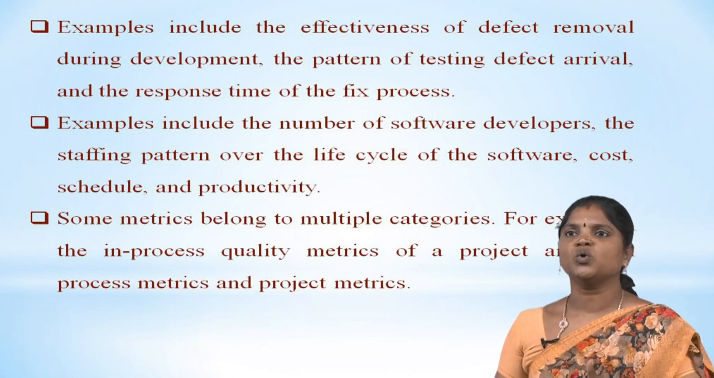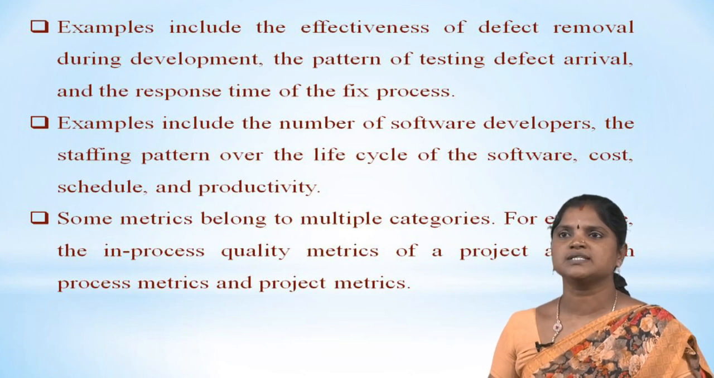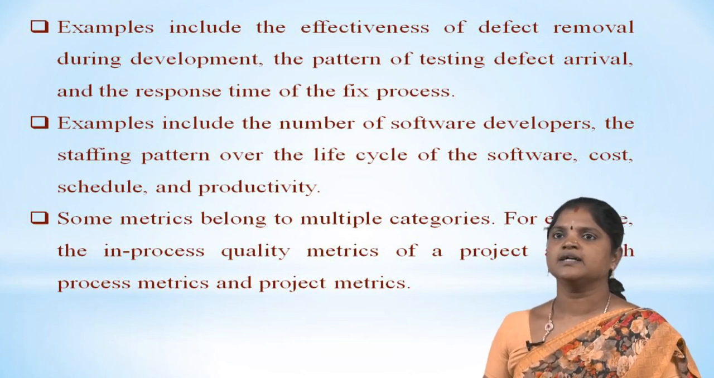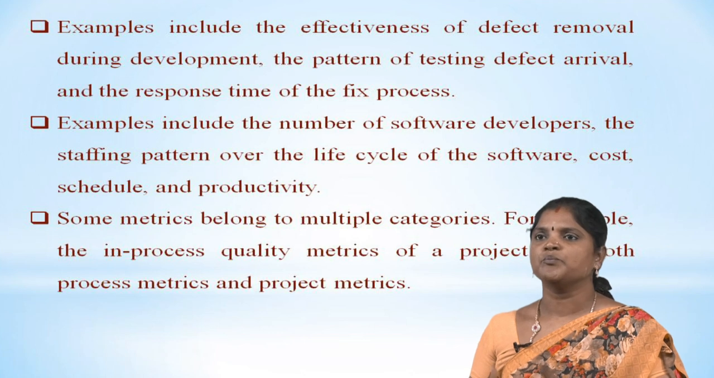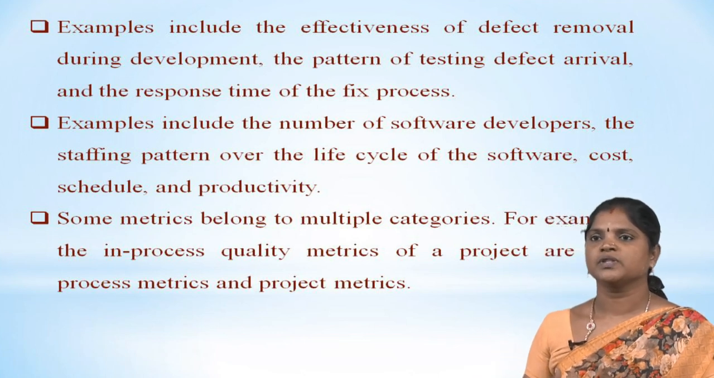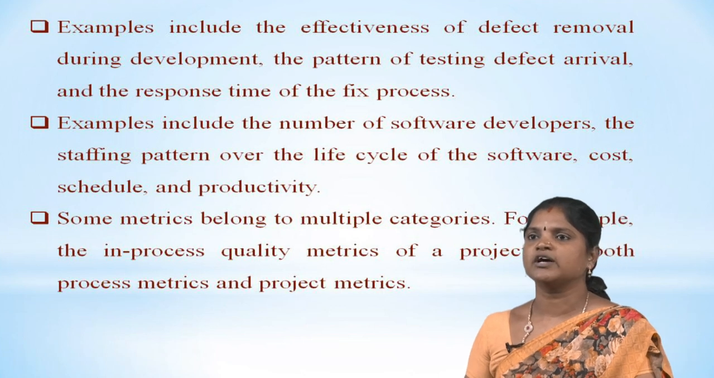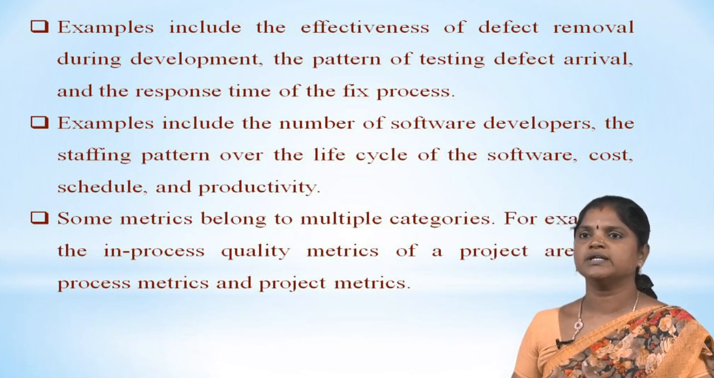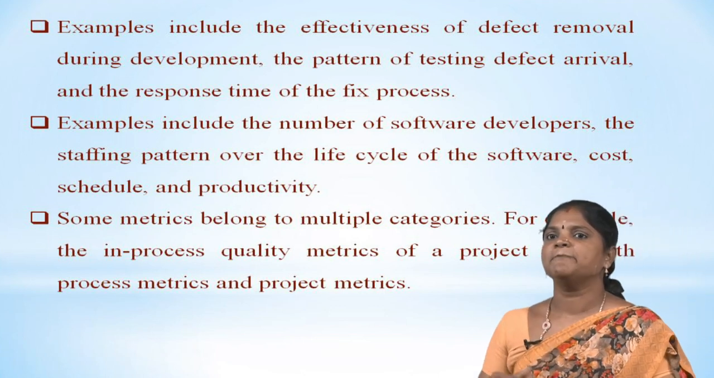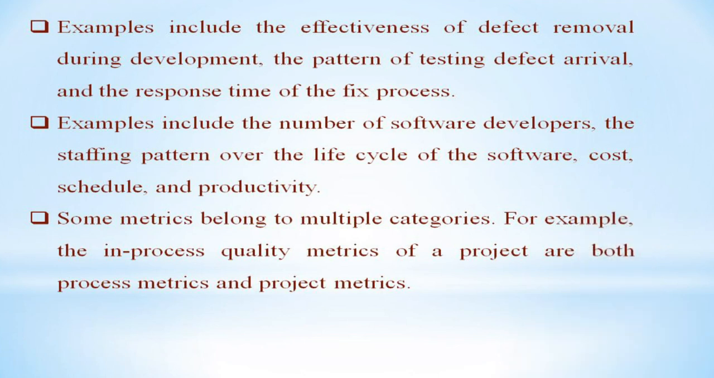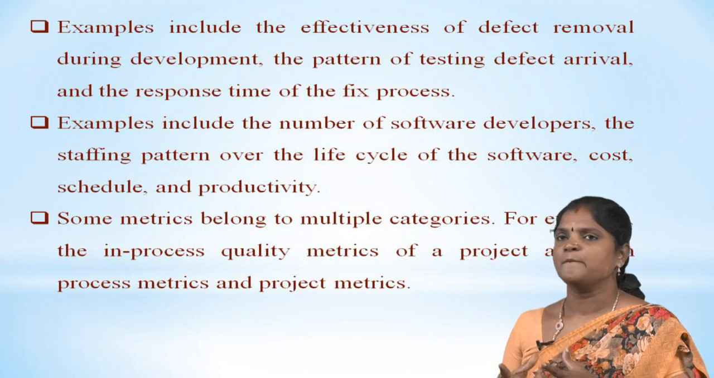Process metrics can be used to improve software development and maintenance. Examples include the effectiveness of defect removal during development, the burden of testing, defect arrival, and the response time of the fix process. Project metrics describe the project characteristics and execution. Examples include the number of software developers, the staffing pattern over the life cycle of the software, cost, schedule, and productivity. Some metrics belong to multiple categories. For example, the in-process quality metrics of a project are both process metrics and project metrics.